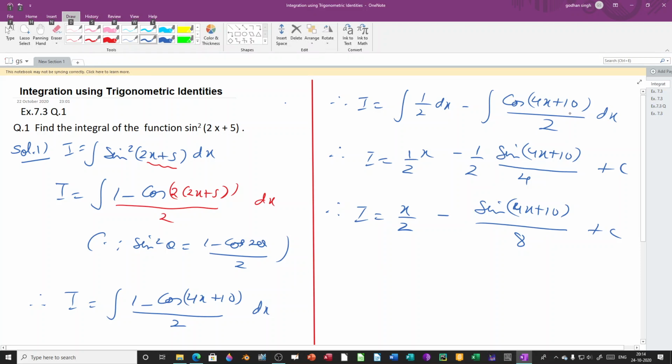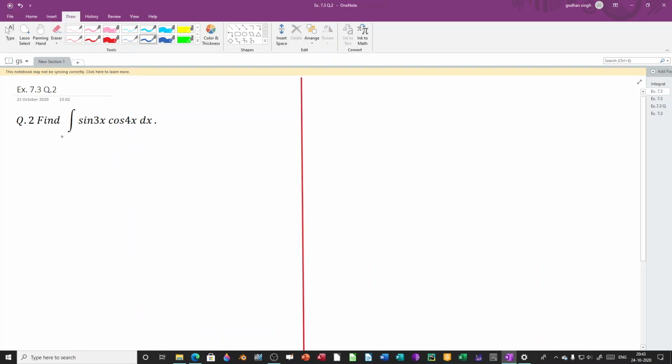Now let us go to question number 2 of exercise 7.3. Find the integral of sine 3x cos 4x dx. To integrate this, we will be using the formula of 2 sin x into cos y. But here 2 is not there, so we will multiply and divide by 2. So solving question number 2, solution 2, I equal to the integral of sin 3x into cos 4x dx.